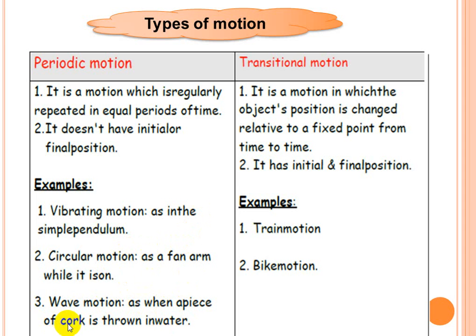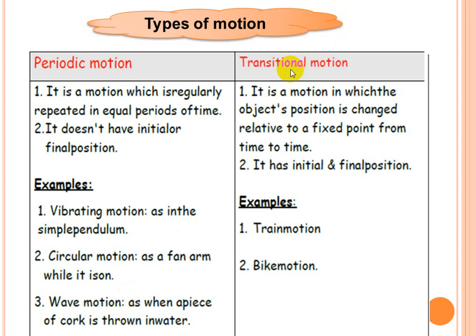When you throw a piece of cork or a stone in water, you find that circles are formed. These circles are known as waves, not the waves which you swim in. The wave here means the circles which form when a stone is thrown in water.